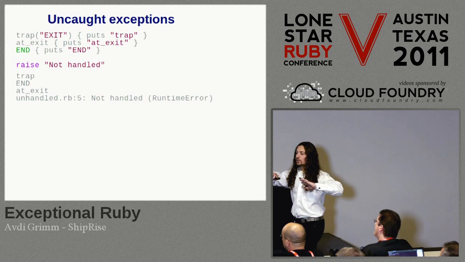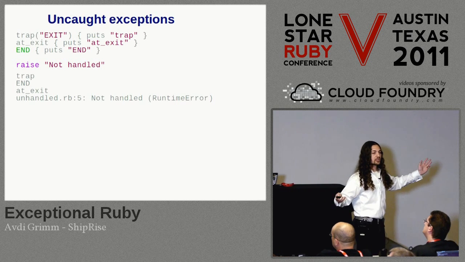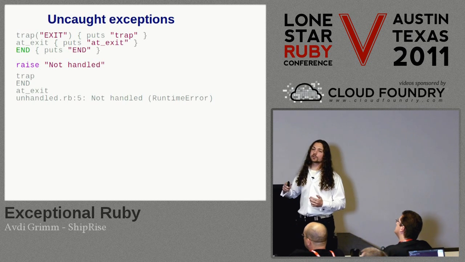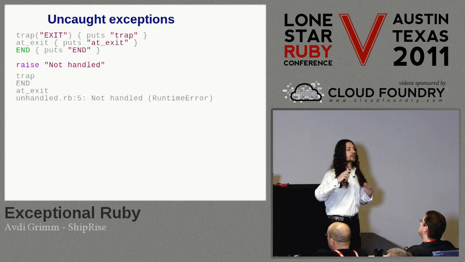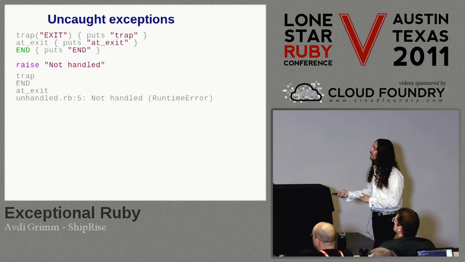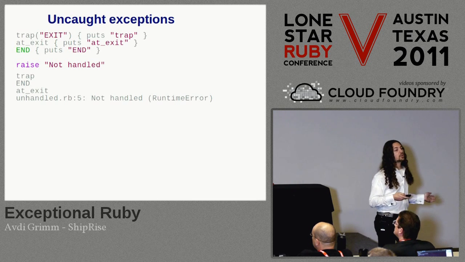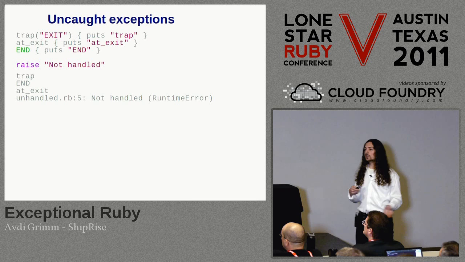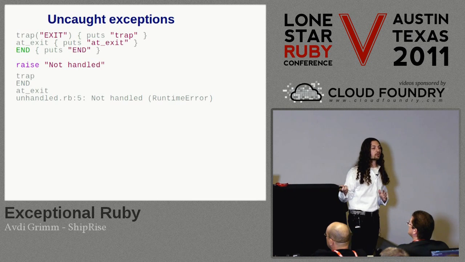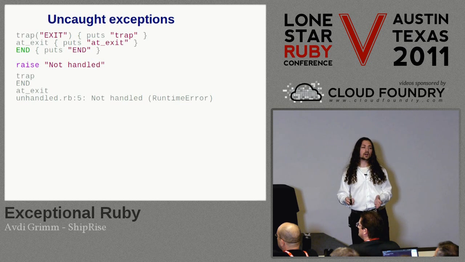If an exception is never rescued, eventually Ruby is going to hit the top level of execution. Ruby is going to end the program. But it is not going to end the program until after it calls various on-exit handlers. I'm not going to go over the difference between trap and at-exit and end, but the point in this little code example is that all of them are executed. In the case of an uncaught exception, all of them are executed before the program exits.